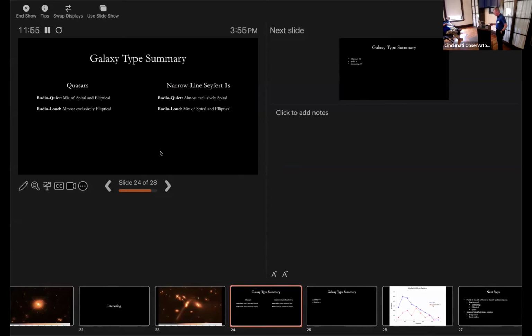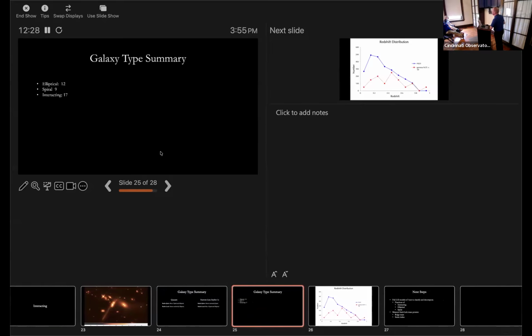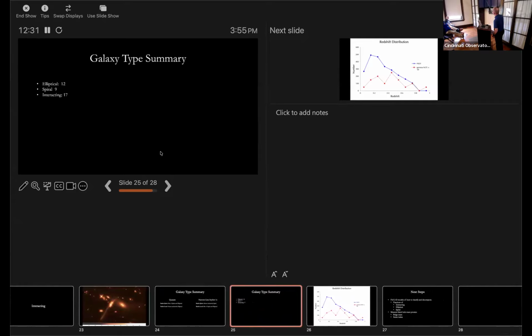So an interesting pattern is emerging. In Marco Bertone's paper from 2023, he took a large look with the Nordic Optical Telescope and found a mix of ellipticals and spirals. We're finding with the radio louds now the same kind of thing, a mix of ellipticals and spirals, while the radio quiets are almost exclusively spiral. On the other hand, quasars are the other way around. Radio quiets are a mix of elliptical and spiral, while the radio louds are almost exclusively elliptical. So what we're finding so far, out of those that I've modeled, is 12 ellipticals, 9 spirals, and 17 interacting, and then a whole lot of others that are kind of ambiguous.